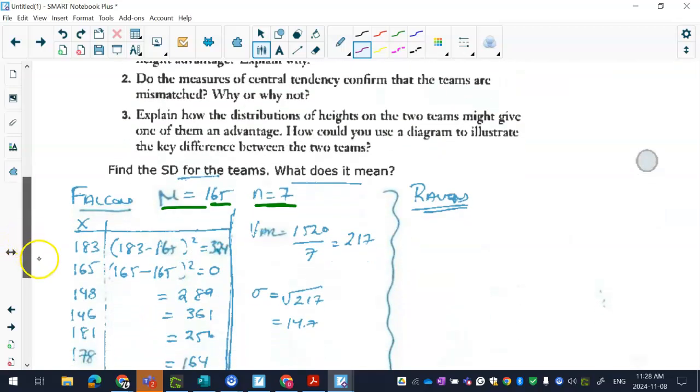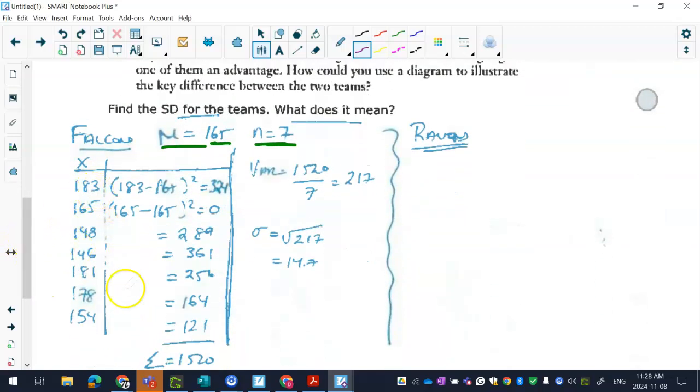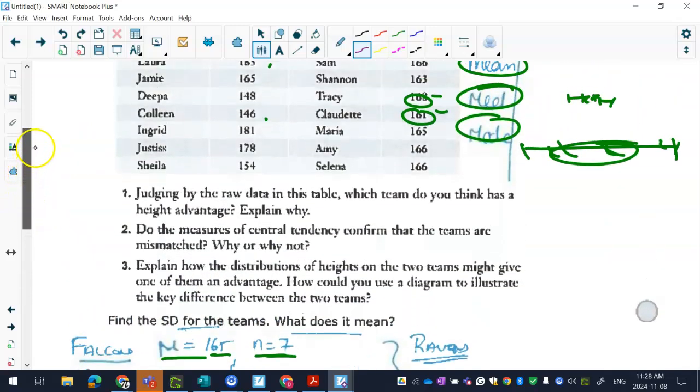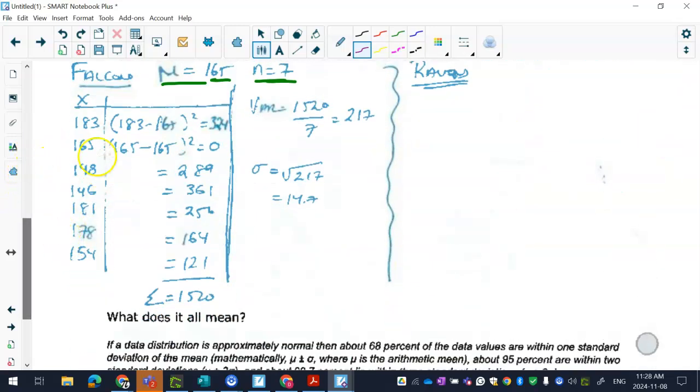So what you do is you take all the heights and you write them down. Okay, 183. These are just all the heights from here. So I go from Laura all the way to Sheila. That's their heights. And what you do is you take the height, subtract the mean, and then square it. So I go 183, subtract 165, squared. I get that number and square it, and then I write that down. Then I go 165, subtract 165, squared. That just happens to be 0. You don't need to do all this.